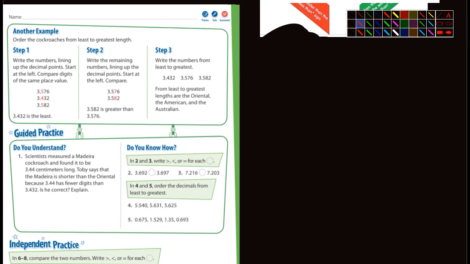So it says, order the cockroaches from least to greatest length. And when you guys read these questions, make sure you read which they're asking you to do here. So in this one, it's least to greatest. In other ones, it's greatest to least. So pay attention to that. So here's what they did. They lined up these cockroaches here, here, and here. And they just compared them.